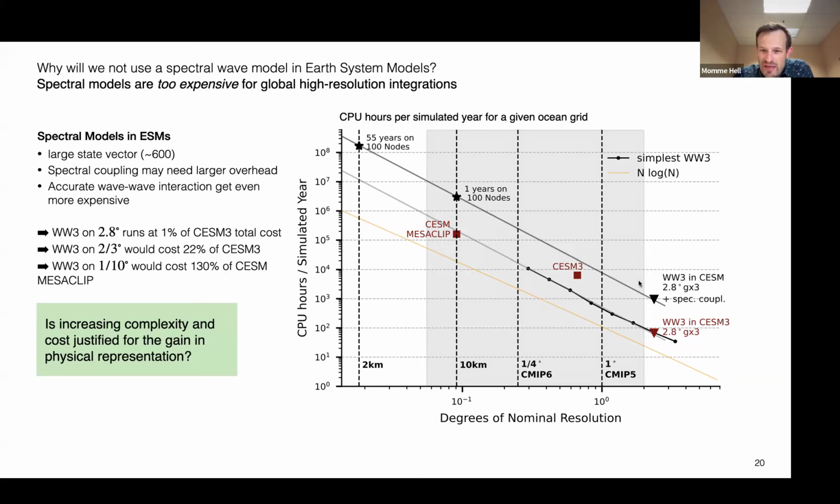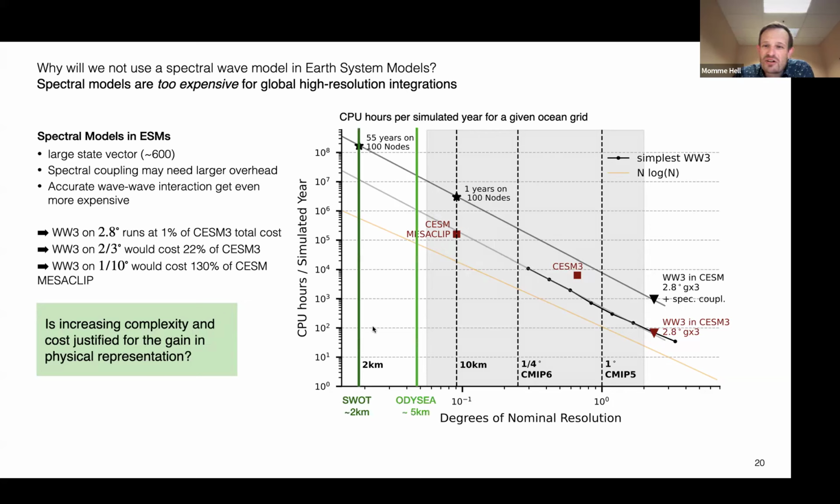If you want to have spectral coupling, you add this line here, roughly, because you have to increase the exchange between the models, and then you go beyond whatever an Earth system modeler would allow you to do. So, that's the problem we face, right? We're facing a computational challenge that we have to provide wave information at nearly no computational cost. So, of course, we would then increase complexity of these models, and it's really the question if we gain physical representation from that or not.